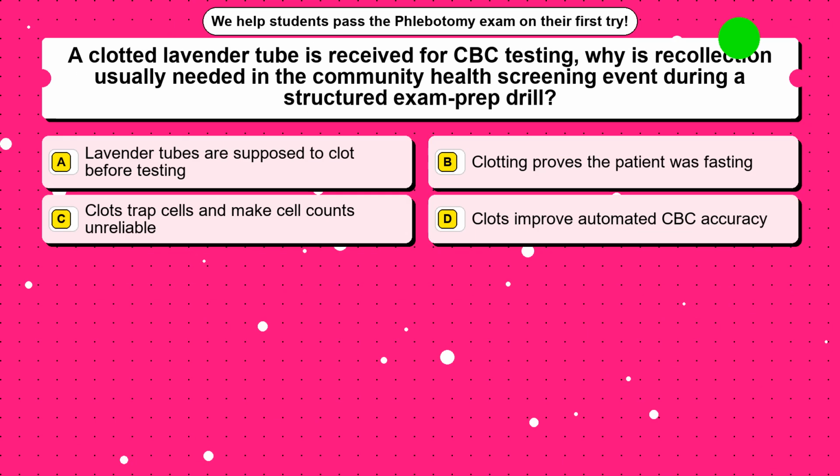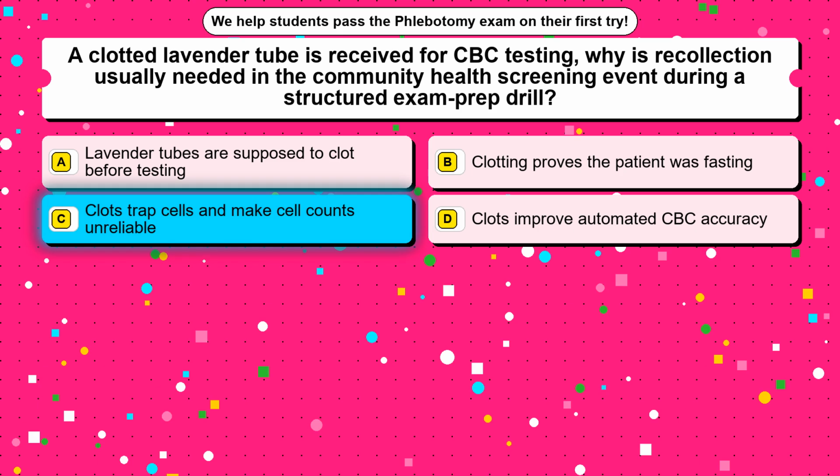Question 99. A clotted lavender tube is received for CBC testing. Why is recollection usually needed in the community health screening event during a structured exam prep drill? Option A. Lavender tubes are supposed to clot before testing. Option B. Clotting proves the patient was fasting. Option C. Clots trap cells and make cell counts unreliable. Option D. Clots improve automated CBC accuracy. The correct answer is option C.